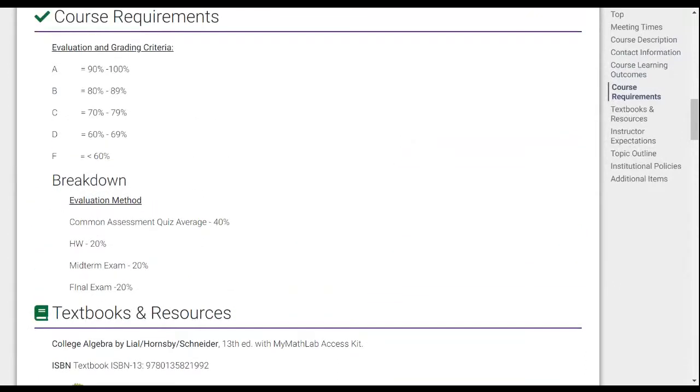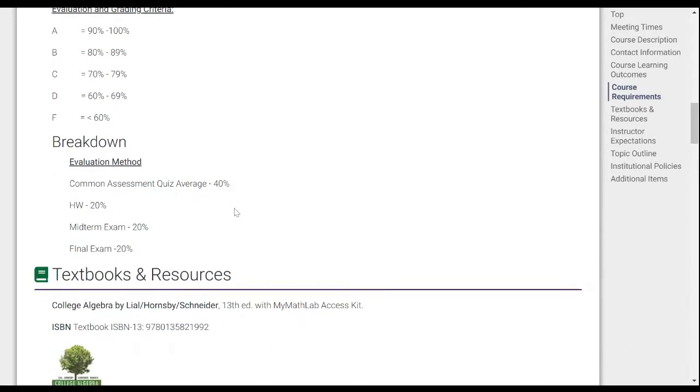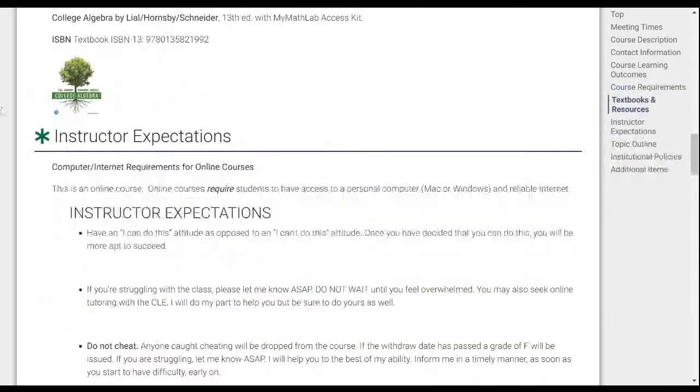Let's see. So here's our grading scheme, guys. There's going to be a total of 4 quizzes. Each quiz is 10%. That's why I said the quiz average is 40%. Homework is 20%, midterm is 20, and the final exam is 20, okay? This is the book that we use for it.